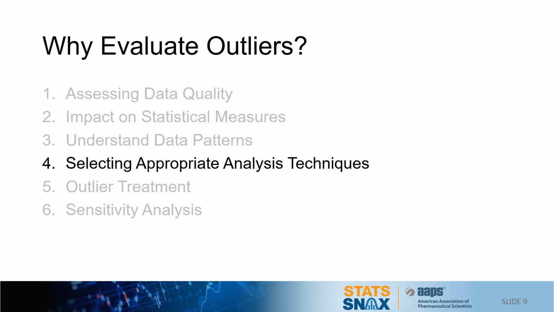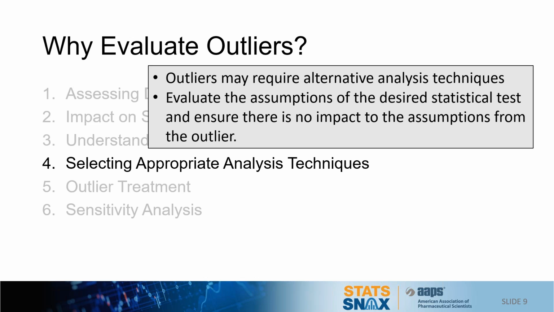Fourth, the presence of outliers may lead to a change in the statistical analysis method. It is important to understand if the outliers will impact the assumptions of the chosen statistical test. If the assumptions of the statistical analysis are not met, then one should examine whether a non-parametric method is more appropriate. Examples of non-parametric analyses include the Wilcoxon rank sum test, the Kruskal-Wallis test, and the median test.